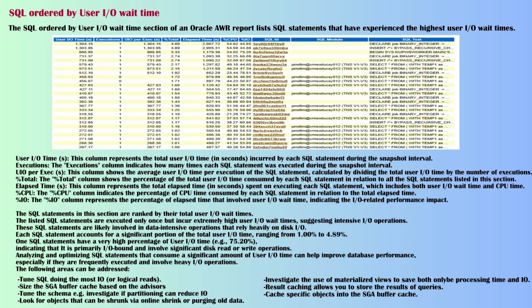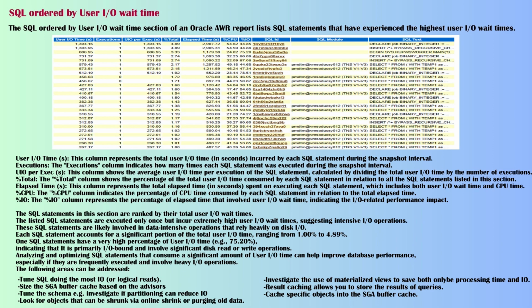Percent total: the percent total column shows the percentage of the total user I/O time consumed by each SQL statement in relation to all the SQL statements listed in this section. Elapsed time: this column represents the total elapsed time, in seconds, spent on executing each SQL statement, which includes both user I/O wait time and CPU time.